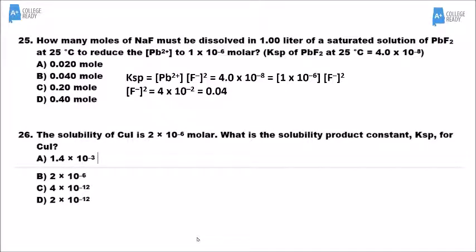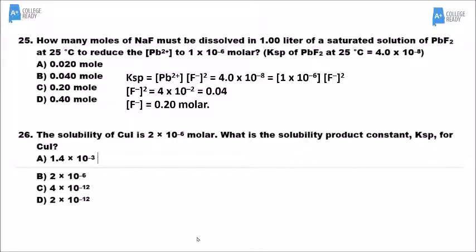The other way to write that out would be 0.04. Your students should be able to take the square root of 0.04, and that will give them a fluoride ion concentration of 0.2 molar. Since it's 1 liter of saturated solution and it's 0.2 molar, you should need 0.2 moles of NaF added to give you 0.2 moles of fluoride ion in 1 liter of solution.